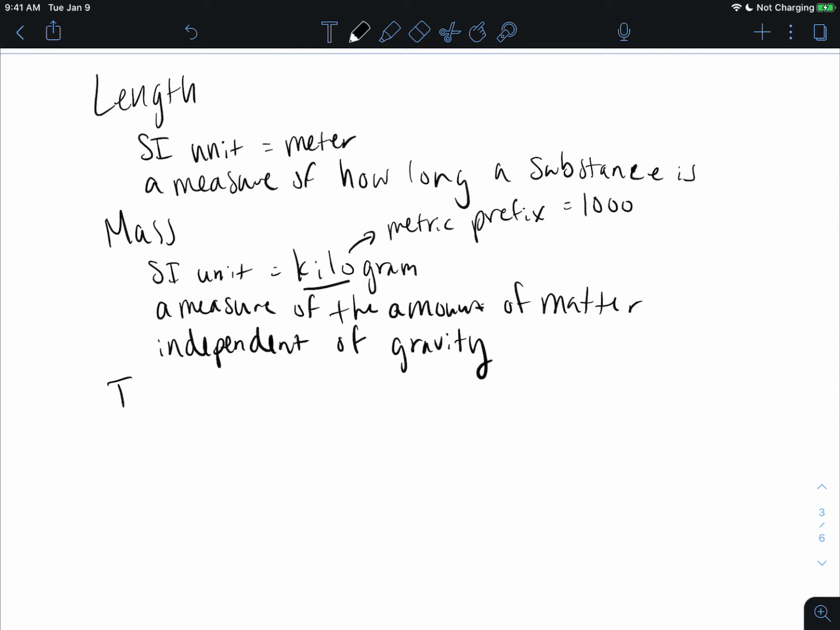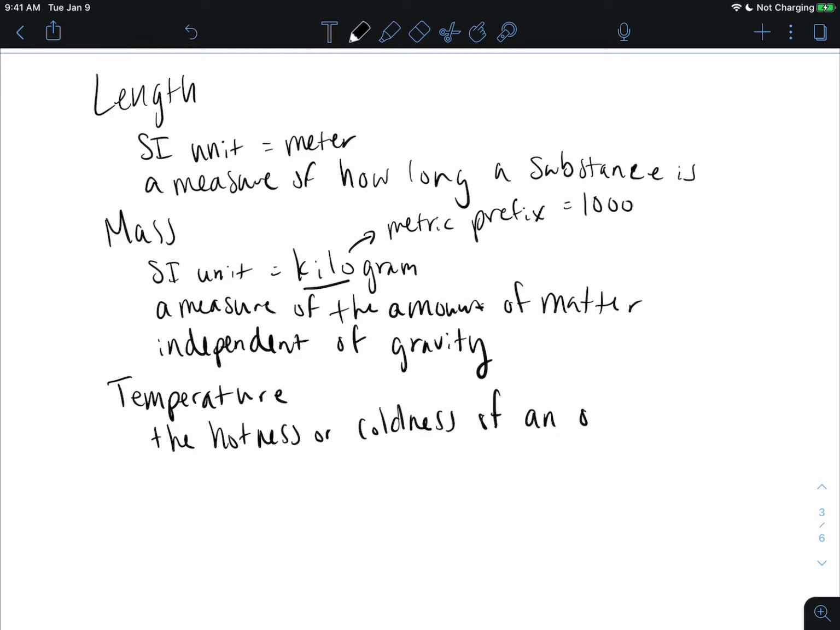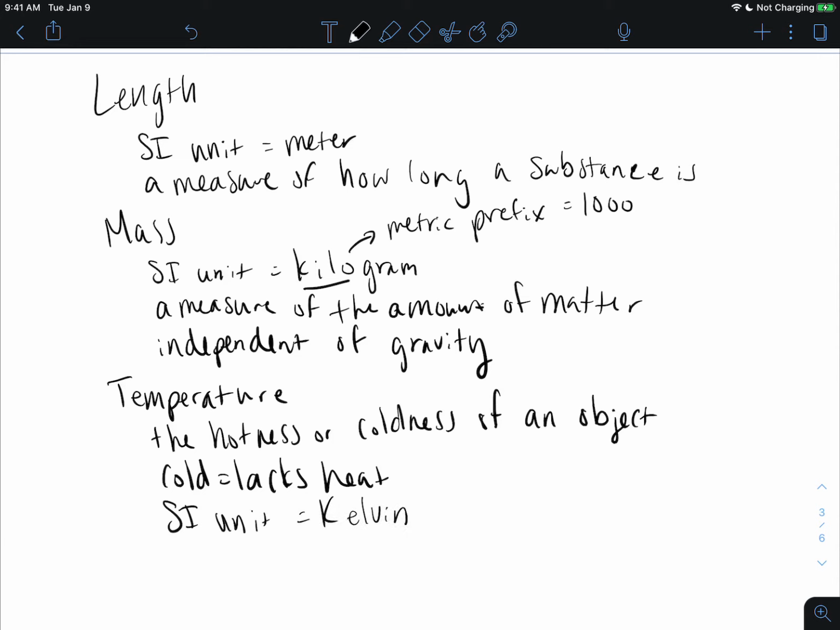Next, we're going to look at temperature. It's a measure of the hotness or coldness of an object. So when we talk about something being cold, that means it lacks heat. So we're looking at the average heat of something. Our SI unit here is the Kelvin. But a very common unit that we're going to use in chemistry is degrees Celsius.